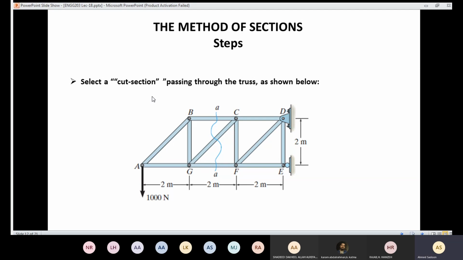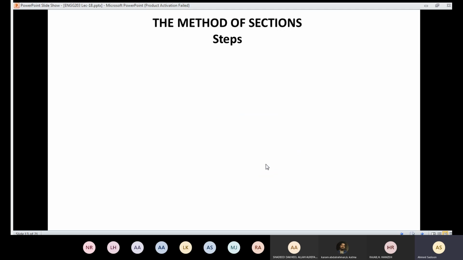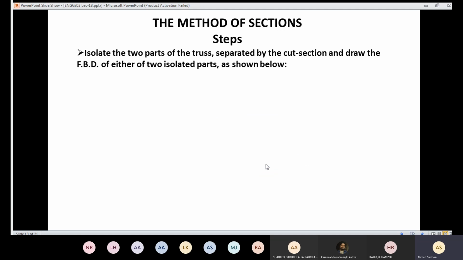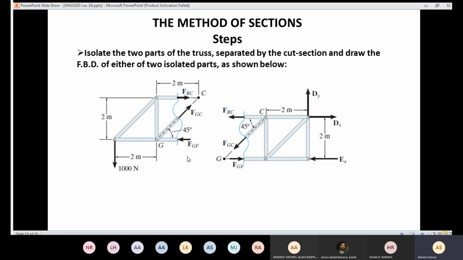So the first step to use the method of sections is that I need to pass a section at the required members. So if, for example, it's required to know the forces acting on the members BC, GC and FB, I'm going to cut here. Because when I cut here, I'm going to see the internal forces acting on this member, that member, and that member. So I need to pass a section, then I'm going to end up with two parts. I'm going to have the left part and the right part.